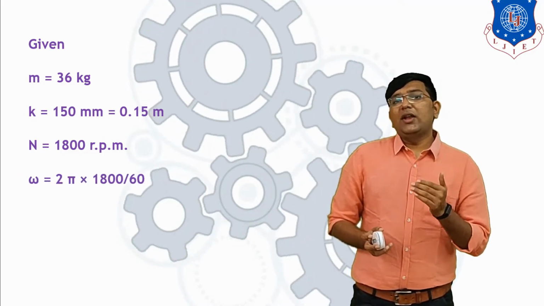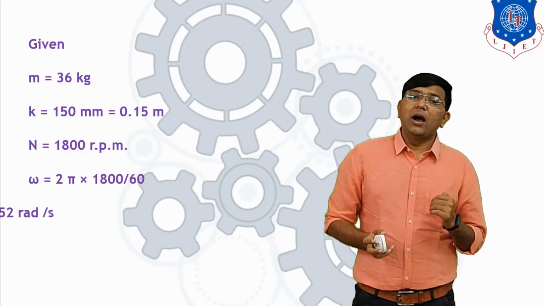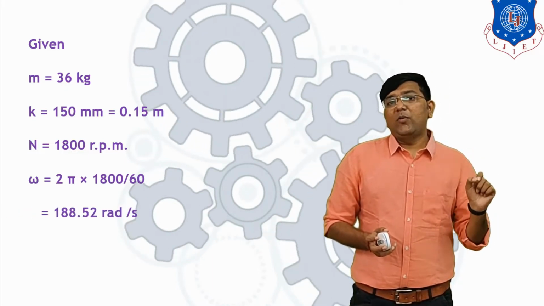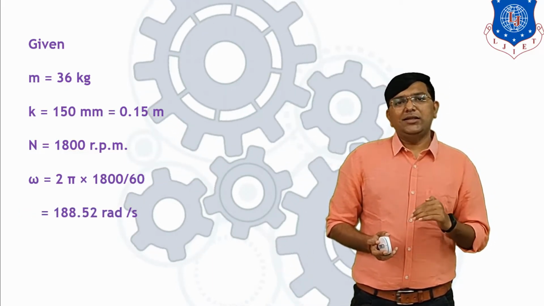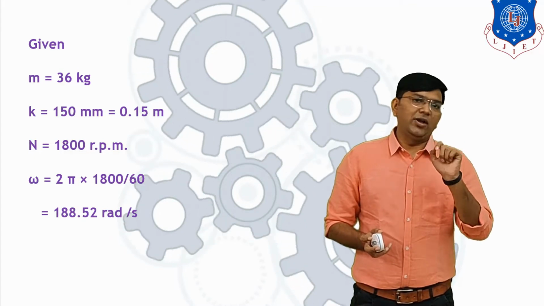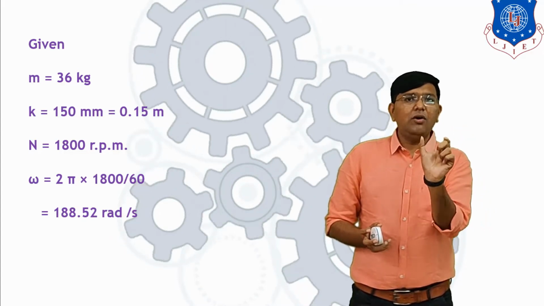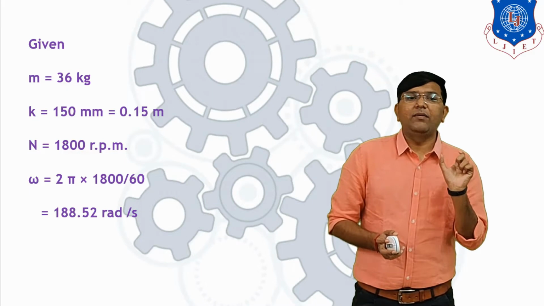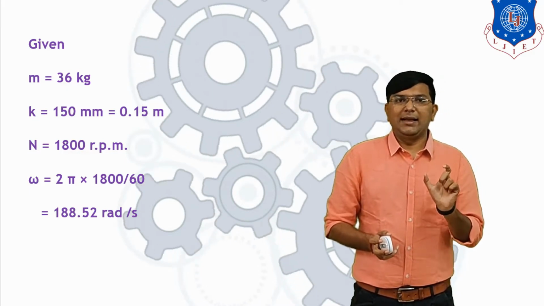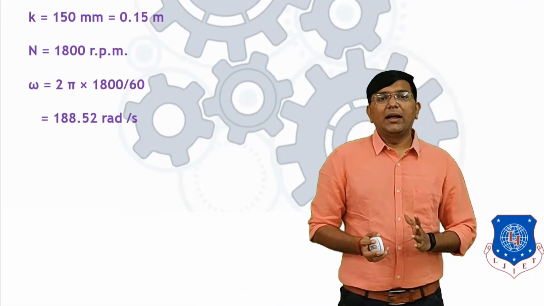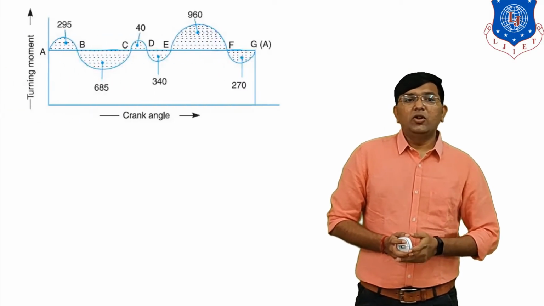And based on N, you can calculate the value of omega. You know the equation of omega, that is 2 pi N by 60. Put the value of N over here and you can calculate the value of omega, that is 188.52 radian per second. This is the given data. Now we have to solve this numerical.